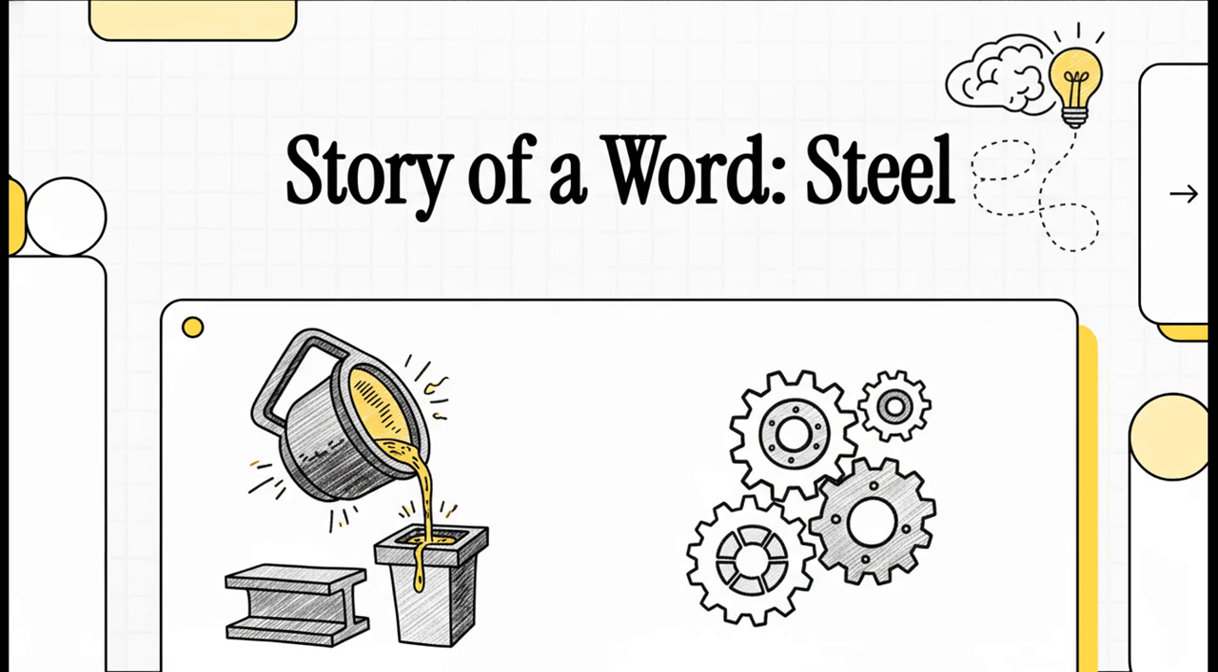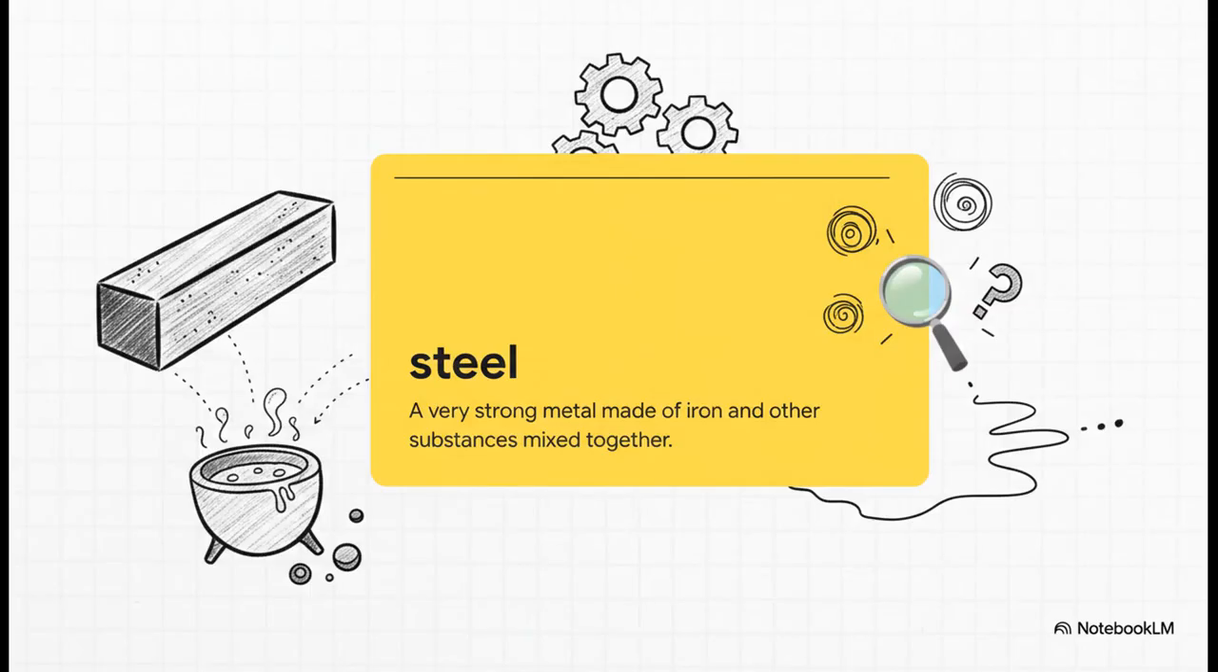All right, let's jump right in. Today, we're going to take a word that you probably use all the time without even thinking about it, steel, and we're going to peel back the layers to find a really fascinating story hidden inside. I mean, we all know what steel is, right? You look it up and you get something like this. A very strong metal made of iron, and so on. Pretty straightforward. It's basic, it's everywhere. But that's just the beginning.